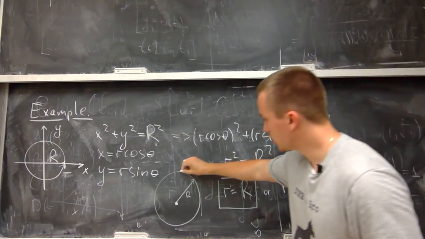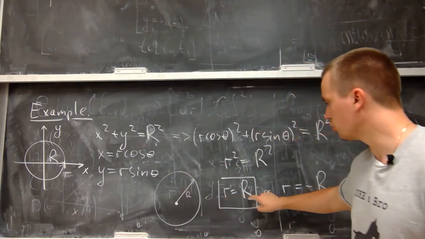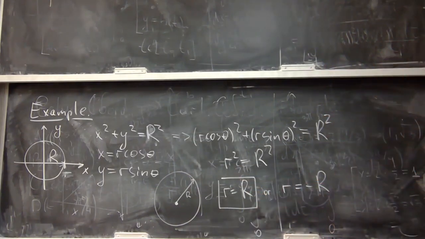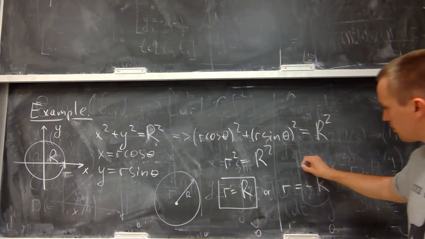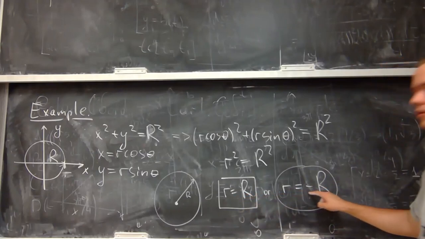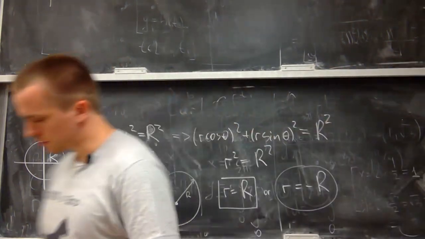So for every point in polar coordinates, for any theta, my radius always equals R. My formula doesn't depend on theta. For the homework problem, I want you to figure out the difference between r equals big R and r equals negative big R. It's pretty interesting. Okay, so the first example, the circle, we are done.